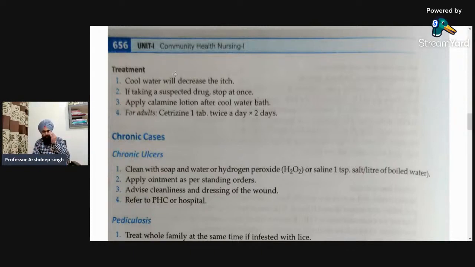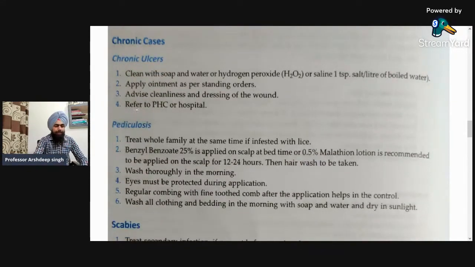Next are chronic cases, like chronic ulcers that may appear on the body. How can we manage them? Clean with soap and water and hydrogen peroxide, which is a disinfectant, or saline: 1 teaspoon of salt in a liter of boiled water, and apply ointment as per the standing orders; different types of ointments are available. Next, advise cleanliness and dressing of the wound and refer to the hospital. So this is the way we can manage chronic cases like chronic ulcers.